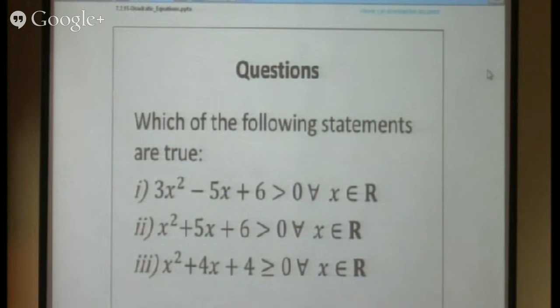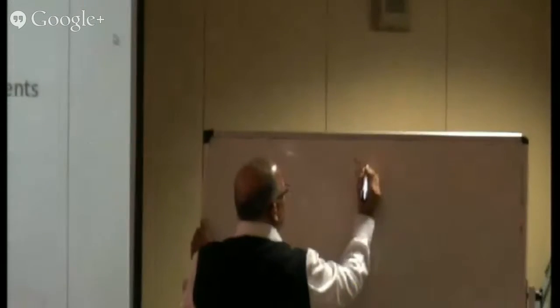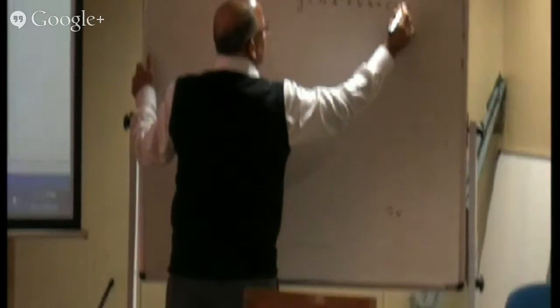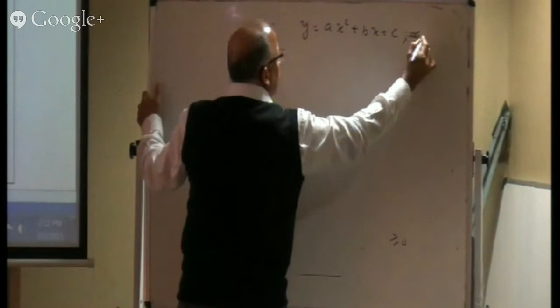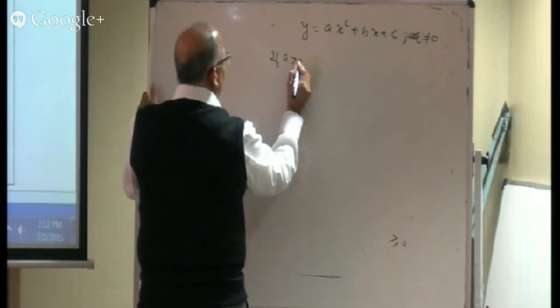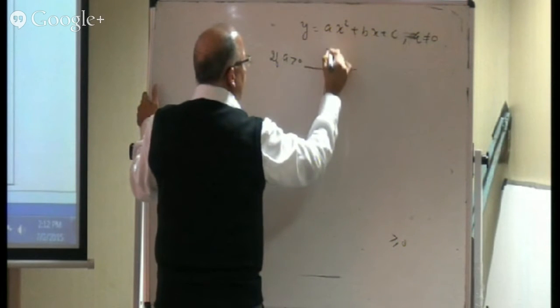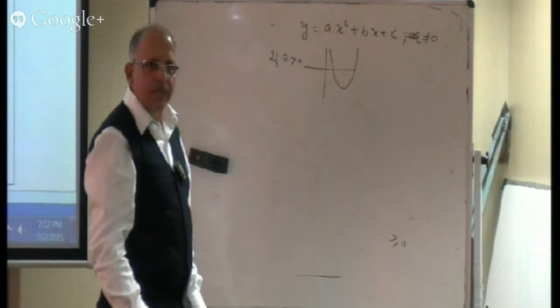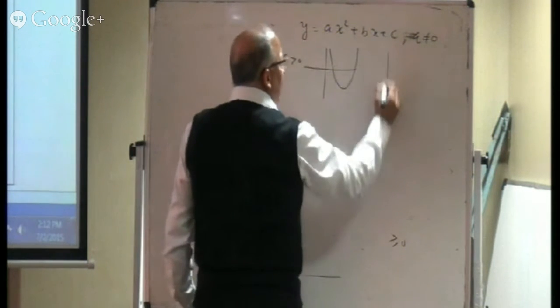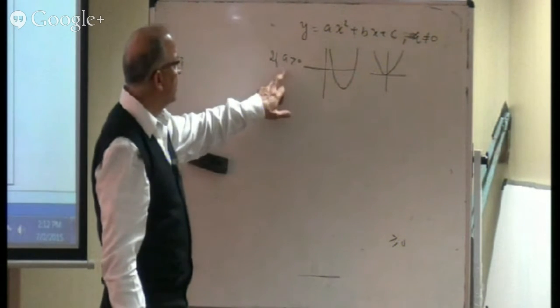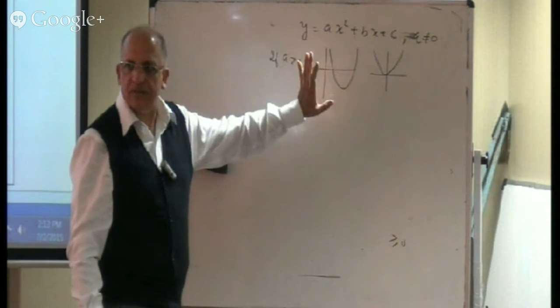I told you that for the quadratic expression ax² + bx + c, a not equal to 0, if a is greater than 0, the parabola is something like this. It opens upwards. It can be anywhere, even this is possible, anything. But I'm sure that if a is positive, it will open upwards.